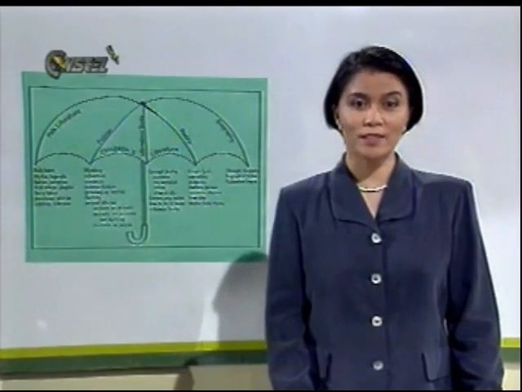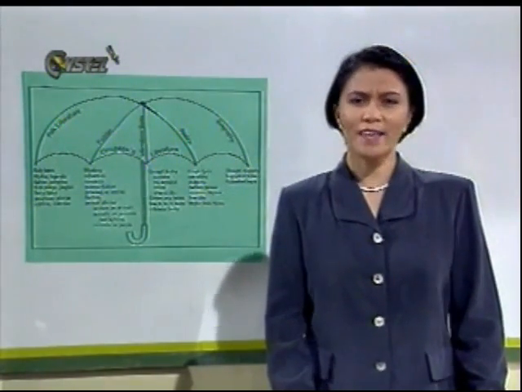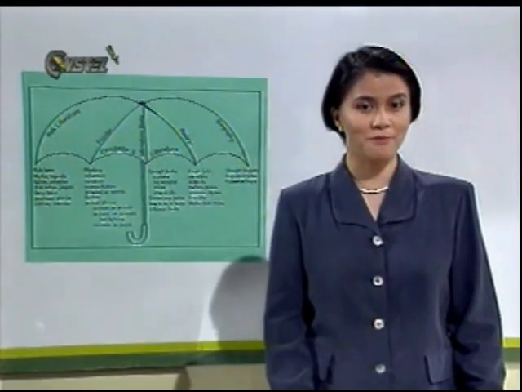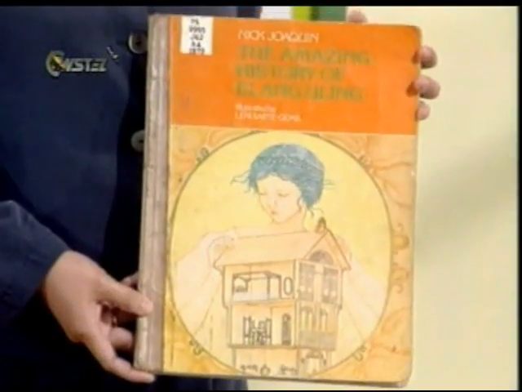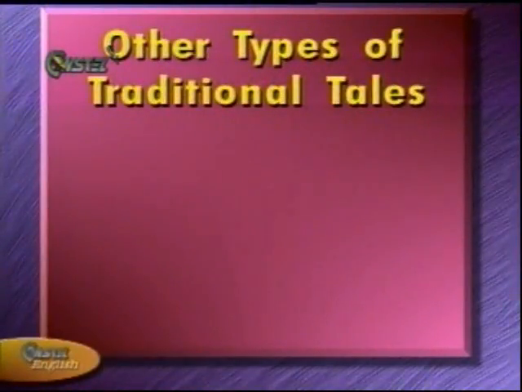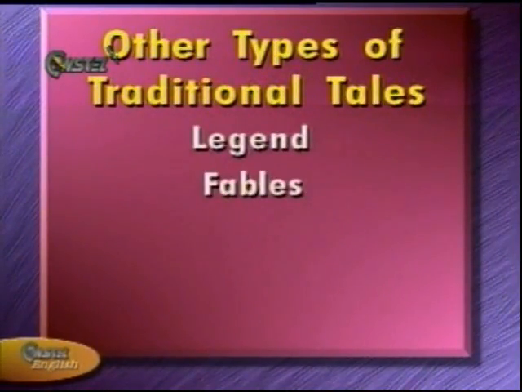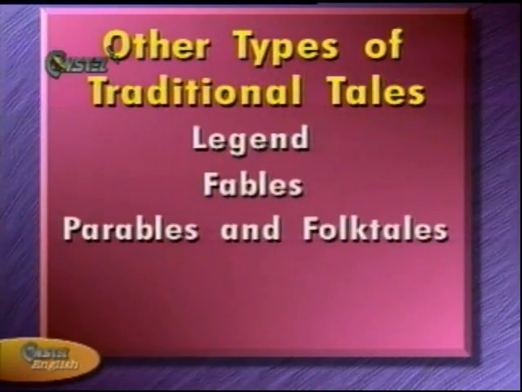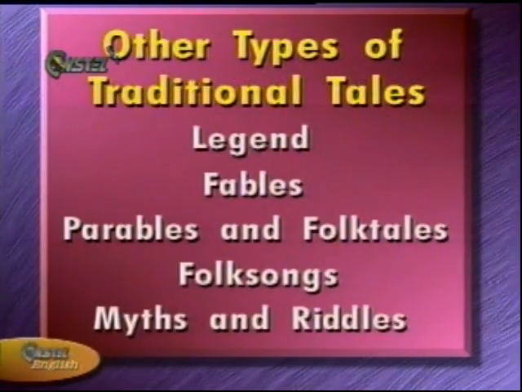Most traditional stories grew out of a race or culture, and the names of the old authors did matter to them. One well-known writer who has told many traditional stories is Nick Joaquin. Here, he has written the nth version of Cinderella, which he calls The Amazing History of Elang Uling. Other types of traditional tales are the legend, the fables, the parables, and folk tales, folk songs, as well as myths and riddles. There are also the so-called pourquoi stories.